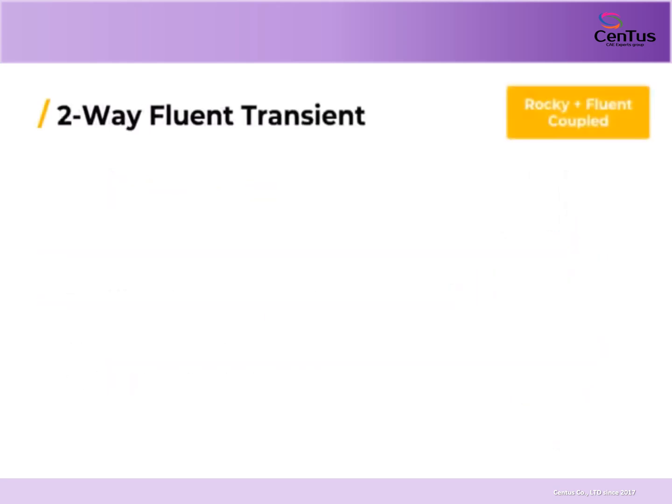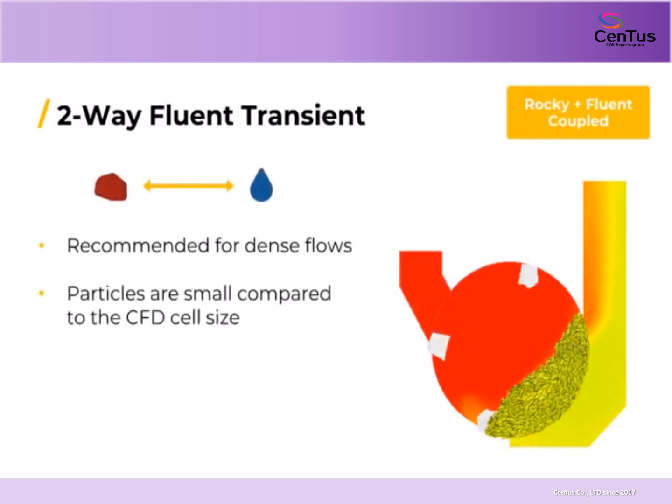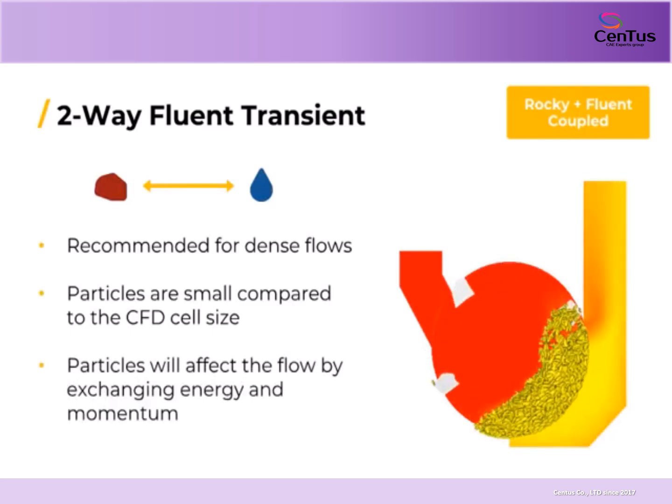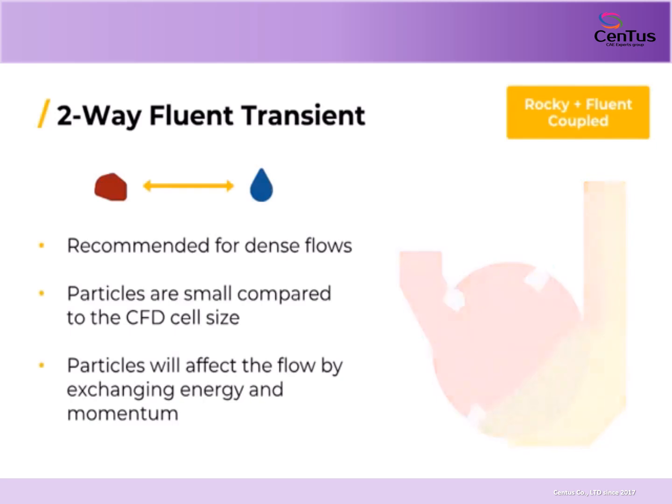There's also the two-way Fluent transient method, in which the particles are considered to affect the underlying fluid flow. This unresolved method is particularly useful for simulating complex phenomena. The particles are small compared to the cell size of the CFD mesh.